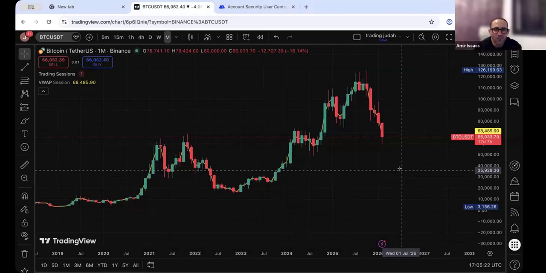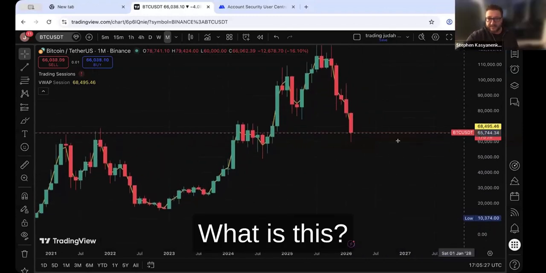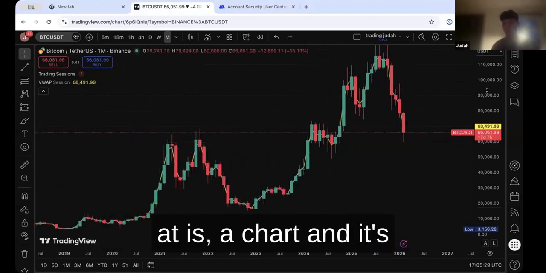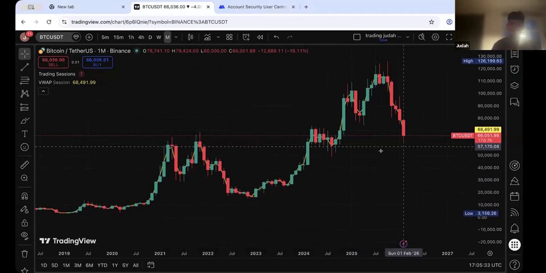Go ahead. And sorry, so what is the red and the green stuff going on? What is this? Okay. So what you're looking at is a chart, and it's actually the whole history of price action.